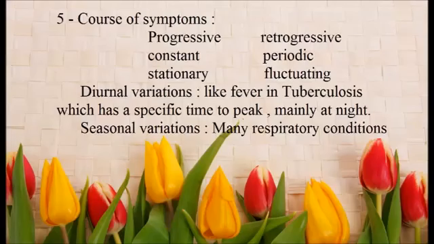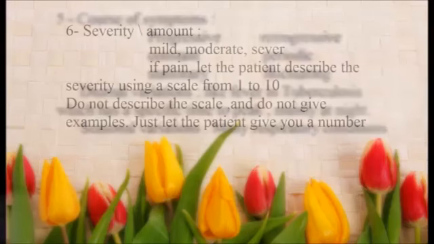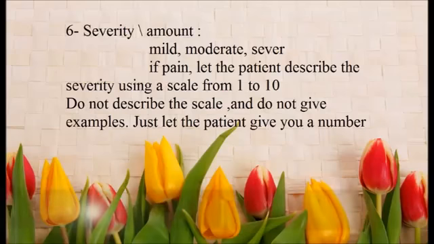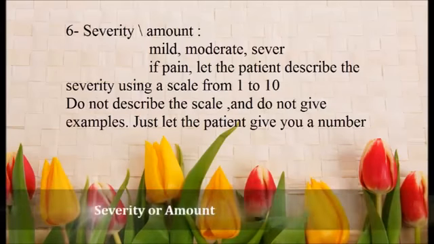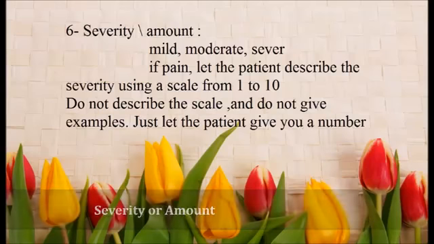Diurnal variations are found in many diseases like tuberculosis. Fever in tuberculosis has a specific time to peak, mainly at night. Seasonal variations are found, and you can find them in many respiratory conditions. Severity and the amount: is it mild, moderate, severe?